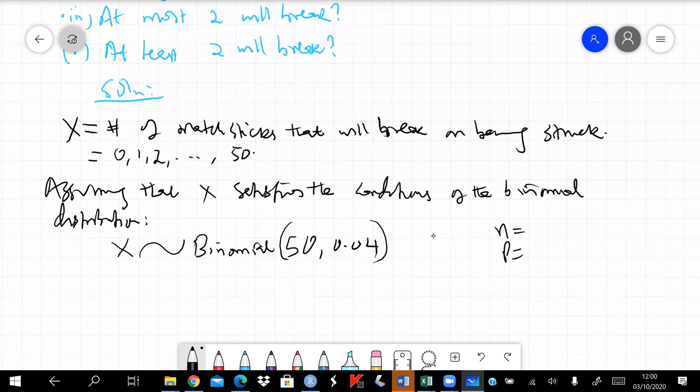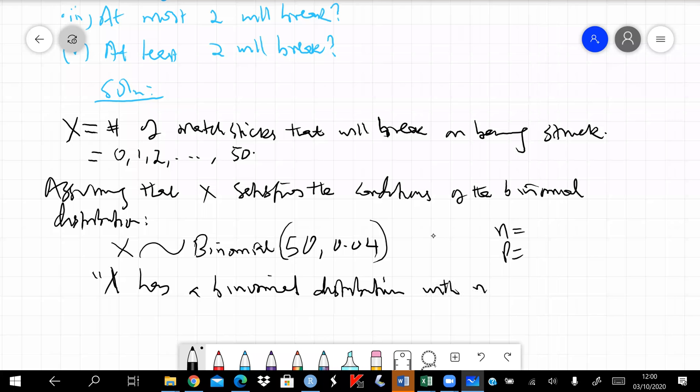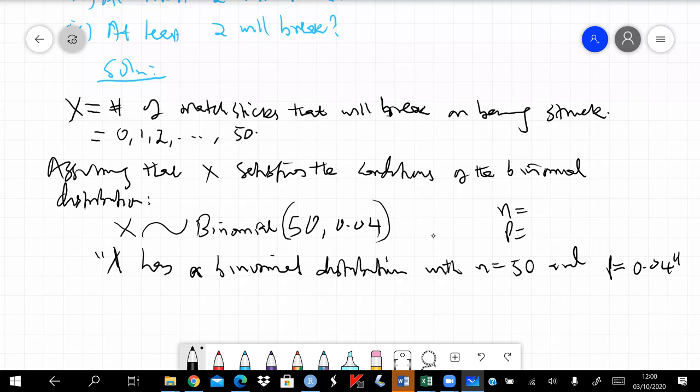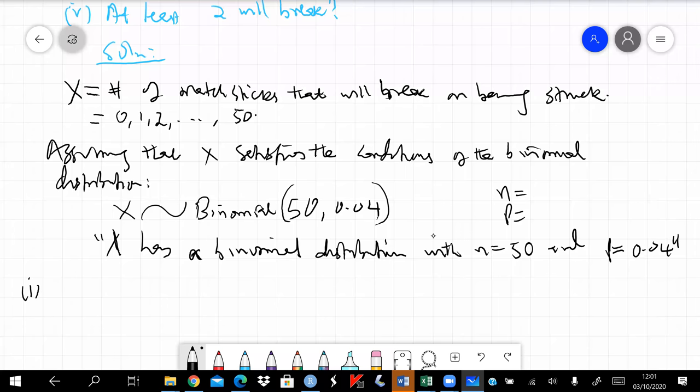This is how you read it: X has a binomial distribution with n equal to 50 and p equal to 0.04. When you write it like that, that's what somebody will understand. Once you have that definition, you can answer any question. So let's answer question one.